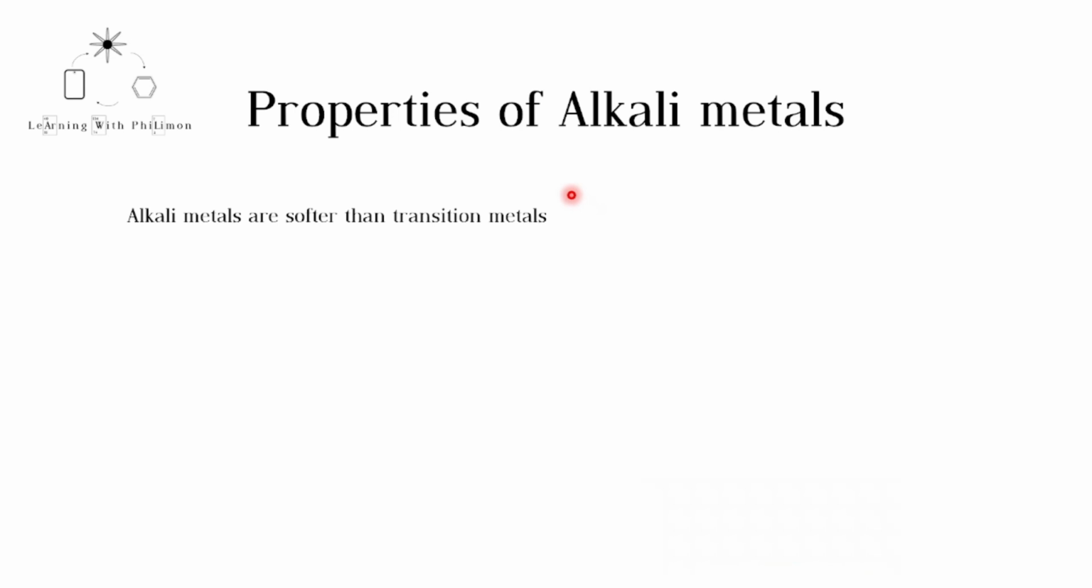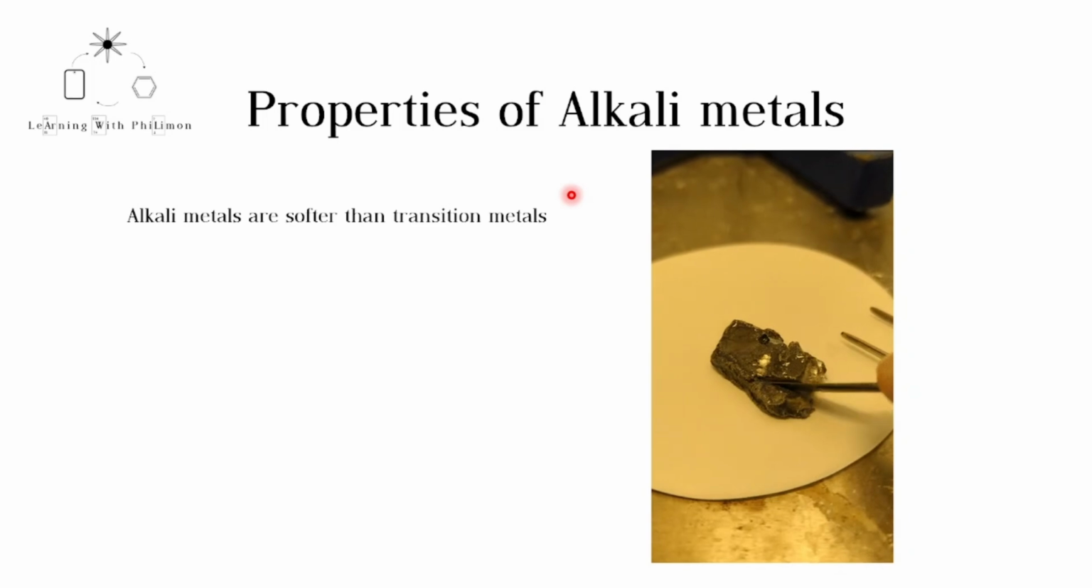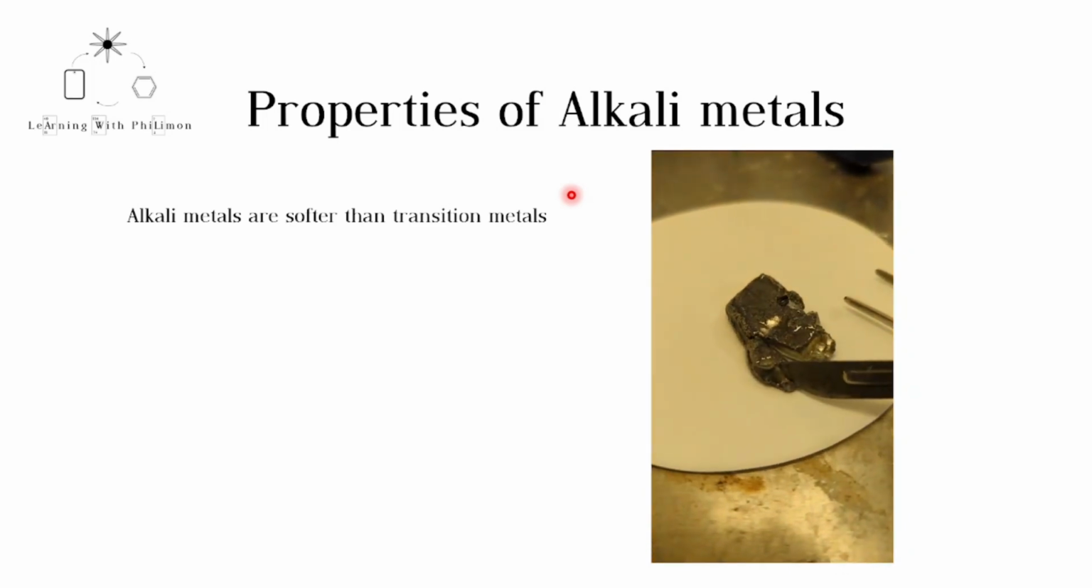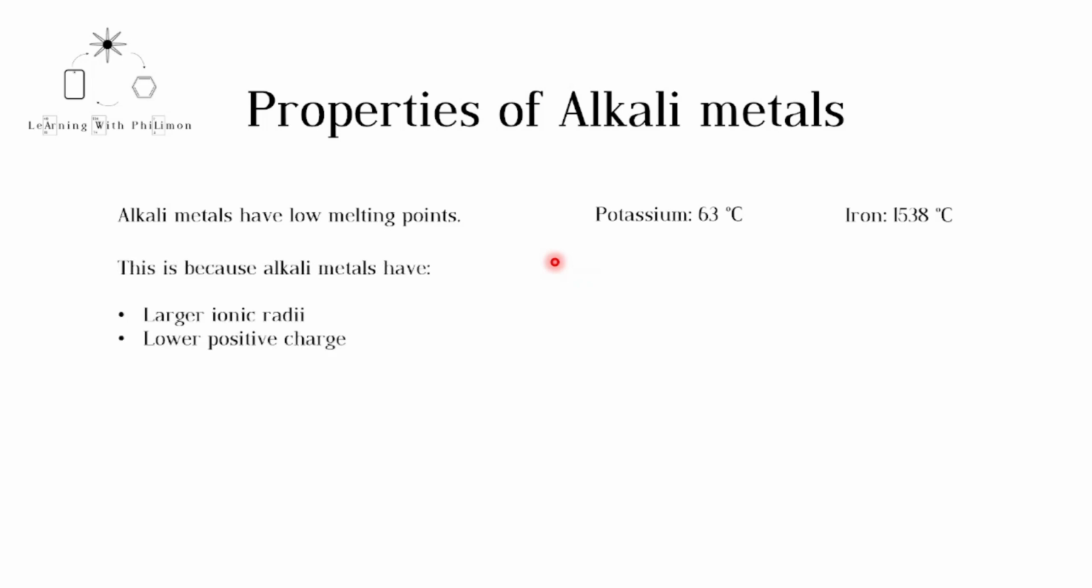Alkali metals are much softer than transition metals. As can be seen in the animation, a piece of pure sodium can be cut by a steel scalpel or knife. Alkali metals have the lowest melting points of all metals. Potassium, for example, has a melting point of 63 degrees Celsius, whereas iron, which is in the same period or row, melts at 1538 degrees Celsius.